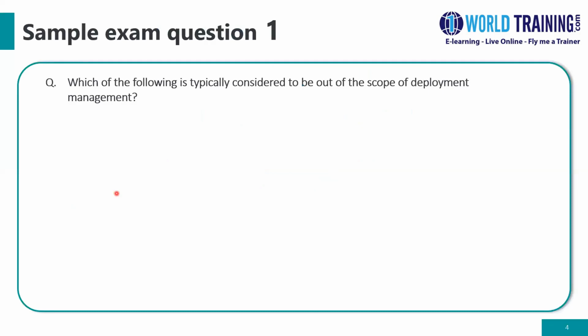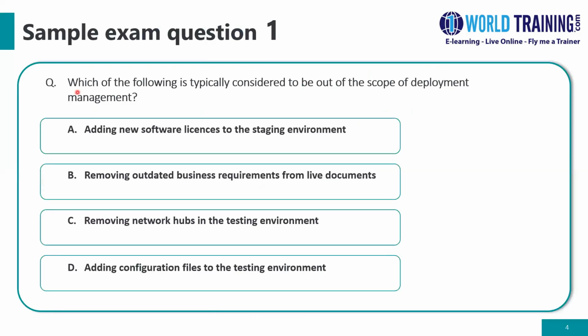The first question, number 1. Which of the following is typically considered to be out of scope of the deployment management? A, adding new software licenses to the staging environment. B, removing outdated business requirements from live documents. C, removing network hubs in the testing environment. Or D, adding configuration files to the testing environment.